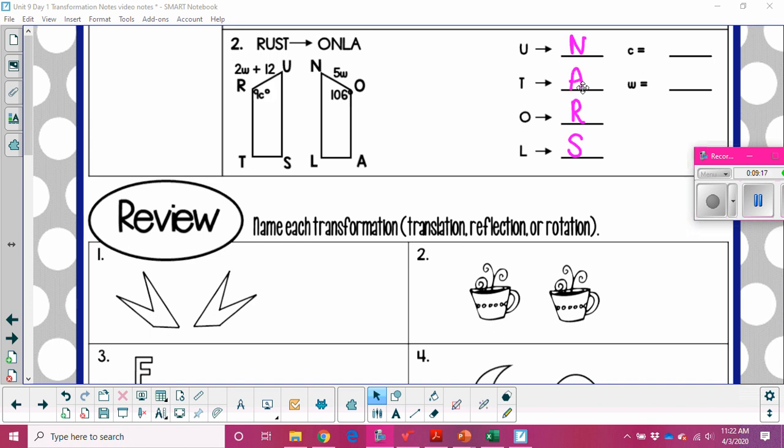Okay, now we need to find C and W. Okay, C is in angle R, which we know goes with angle O. Angle O is 106 degrees. Okay, so we'll just set up our equation. We have 9C equals 106. Okay, so we divide both sides by 9. 106 is not divisible by 9. So you can leave it as a fraction, which is just 106 over 9. Or you could do 11.8.